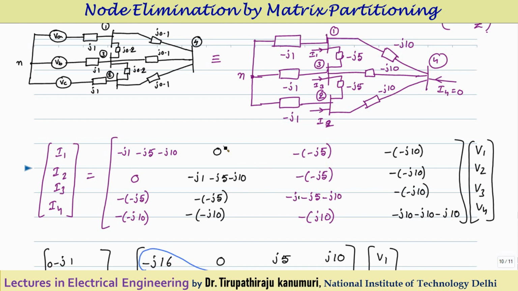Now the mutual admittances. This is between 1 and 2, this is Y12, that means between node 1 and node 2. What is connected between node 1 and 2? They don't have any connection, so that is why it becomes 0. Between node 1 and node 3, J5 is connected, and I have to take the minus sign of that admittance. Similarly, this is between node 1 and 4. Between node 1 and node 4, minus J10 is connected, so take the negative sign of the admittance that is connected, and this value will be there.